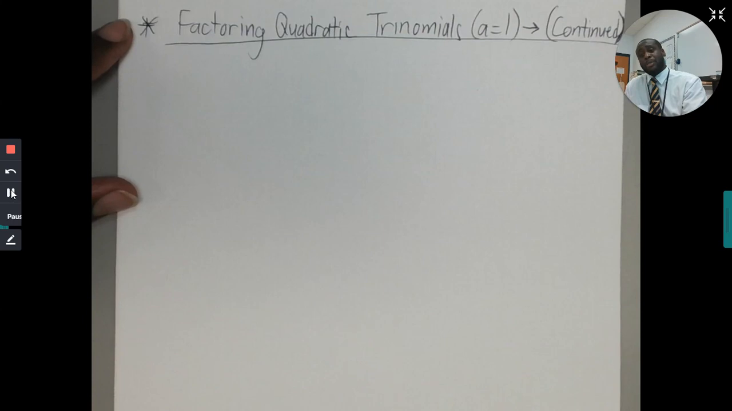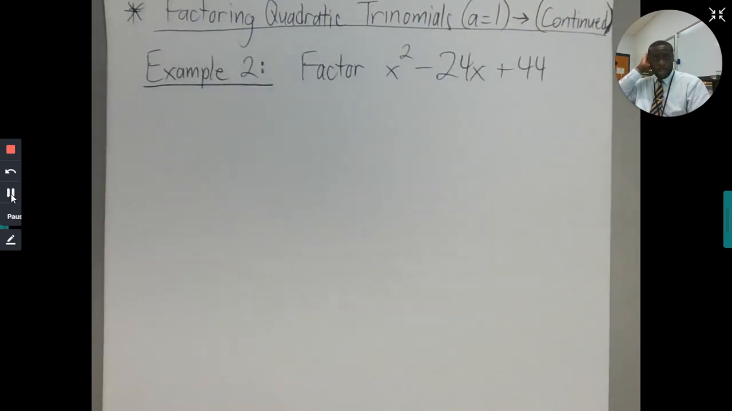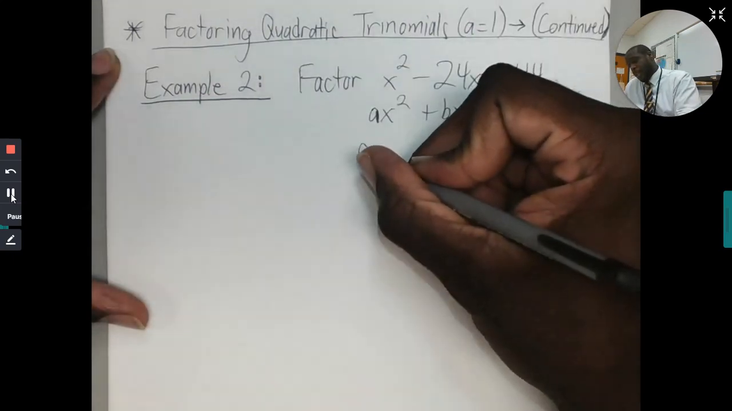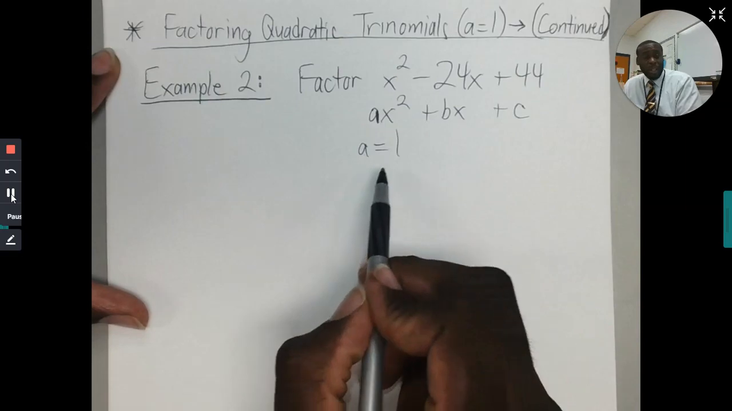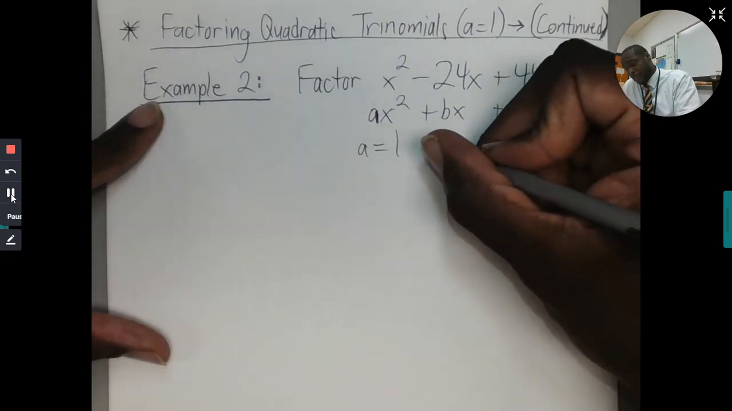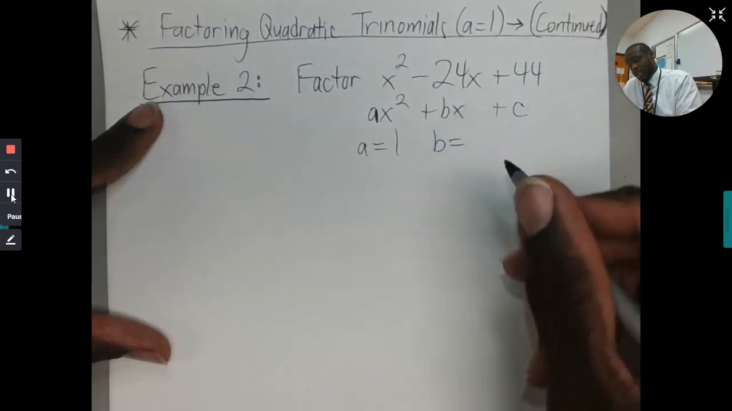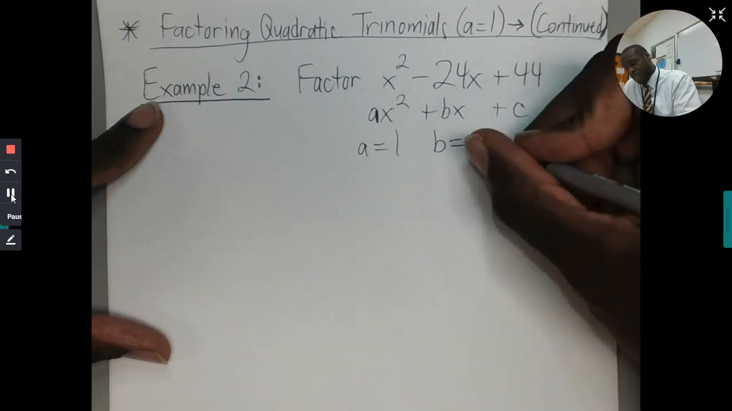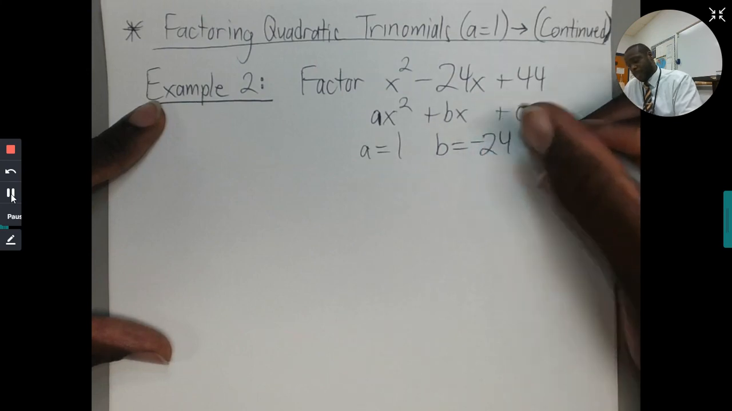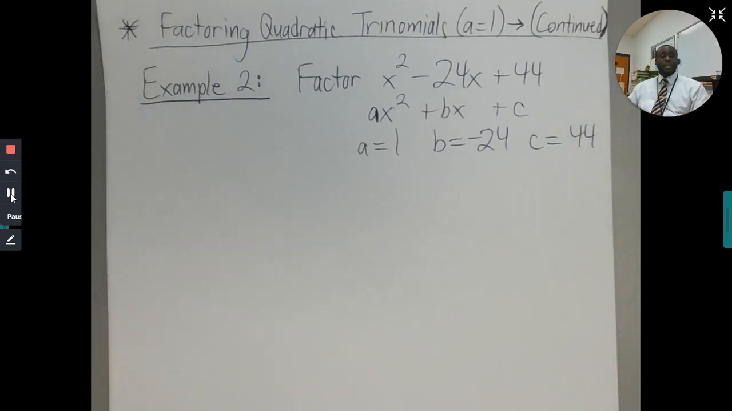So we're going to look at an example. Here we've got x squared minus 24x plus 44. Again, you should remember from the previous video how to identify the a, b, and c. The a value here is 1. That's the leading coefficient in front of the term with the highest exponent. And then we've got b. That is the coefficient of the linear term, negative 24. And we've got c, the constant term here. All right, so we've identified a, b, and c.